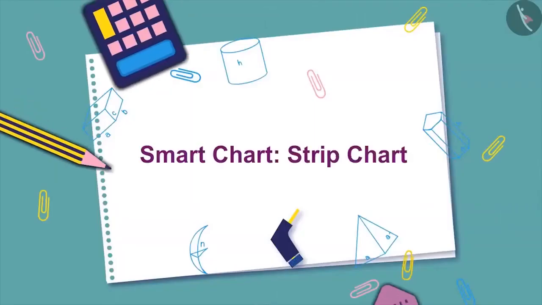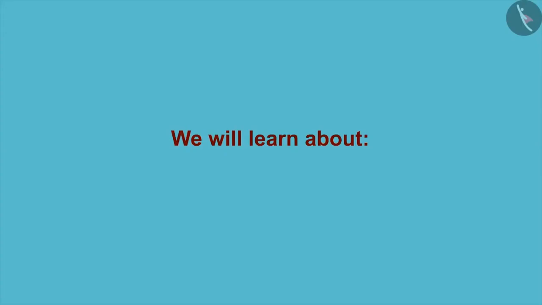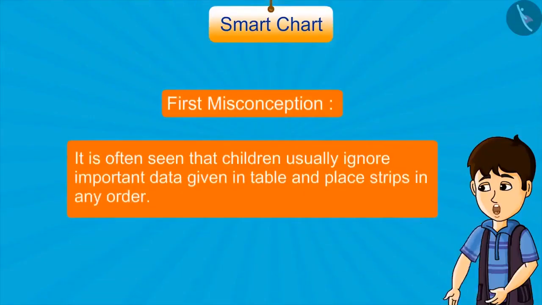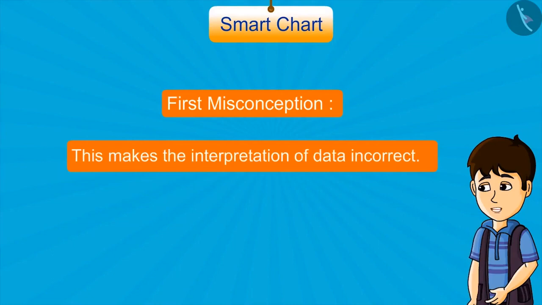Smart chart, strip chart. In this video, we will learn about some common misconceptions related to strip charts. It is often seen that children usually ignore important data given in table and place strips in any order. This makes the interpretation of data incorrect.